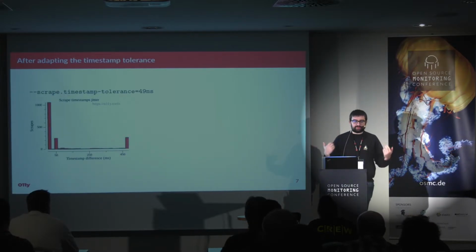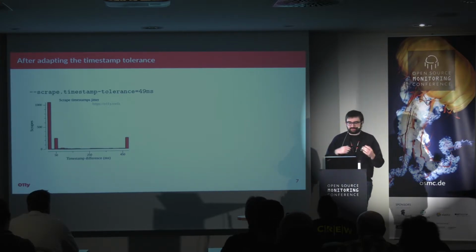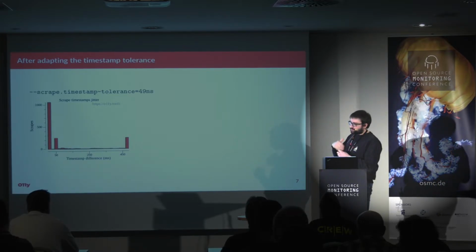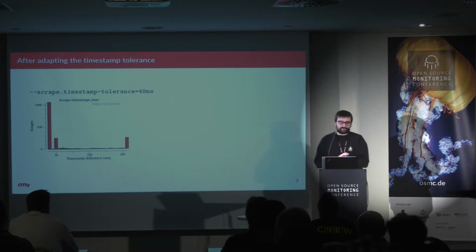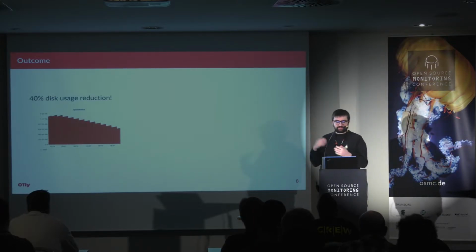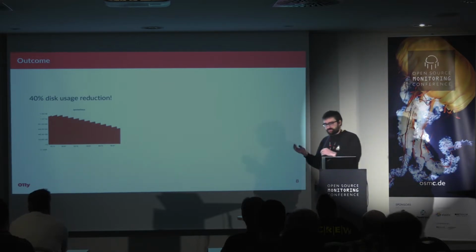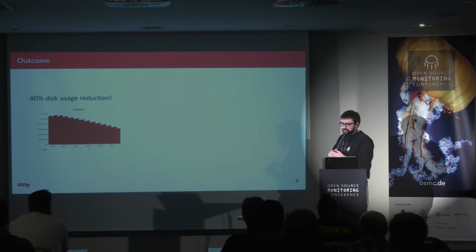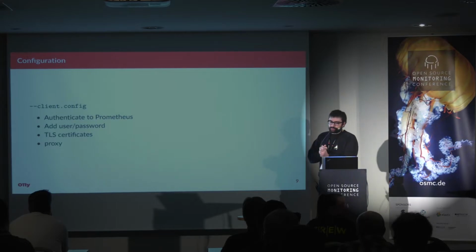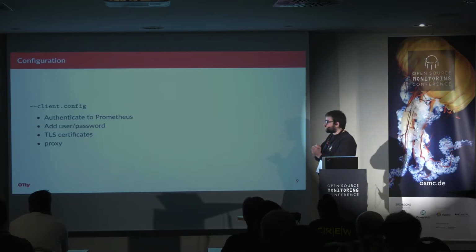The tool told us to update the timestamp tolerance of Prometheus, and after that we reduced from 100,050 to just 1,000 scrape timestamps that were not aligned. So it was a lot less, and in the end, that customer got a 40% disk usage reduction on their Prometheus server over time. It does not fix the old data, but all the new data is ingested in a way more efficient way.